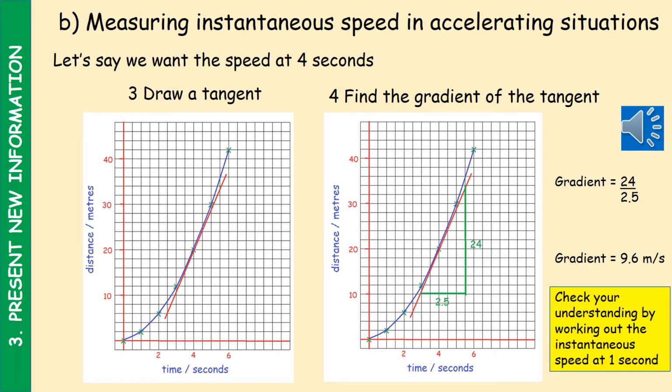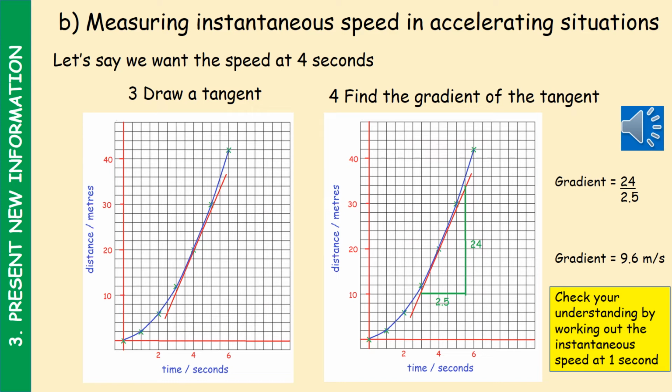So our question here is asking for the instantaneous speed at 4 seconds. So this time it's not between two times, it's actually at a particular time. And this is a skill you might well have to use in your maths GCSE as well. So worth really having a look at this.